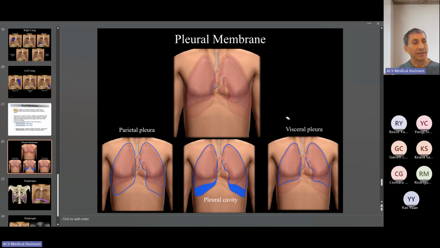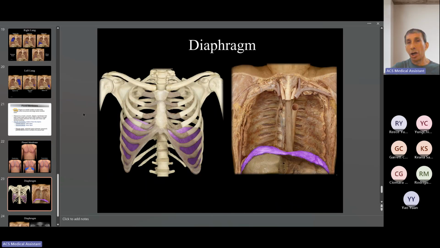So that's how these membranes are made of. Any questions about the pleural membrane? Remember, pleural means lungs. Cardium means heart.